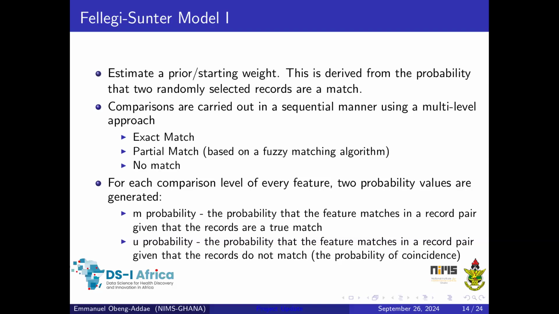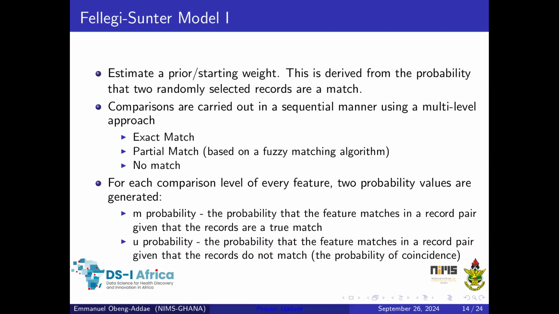So for instance, if I have two records with the names in both records being Kwame, what is the probability that the names are the same by coincidence? If the names are the same by coincidence, then that's how I would derive my U probability. But if the names are the same and both records are also referring to the same individual, then based on that, I'll be able to derive my M probability. So it does that for each level.